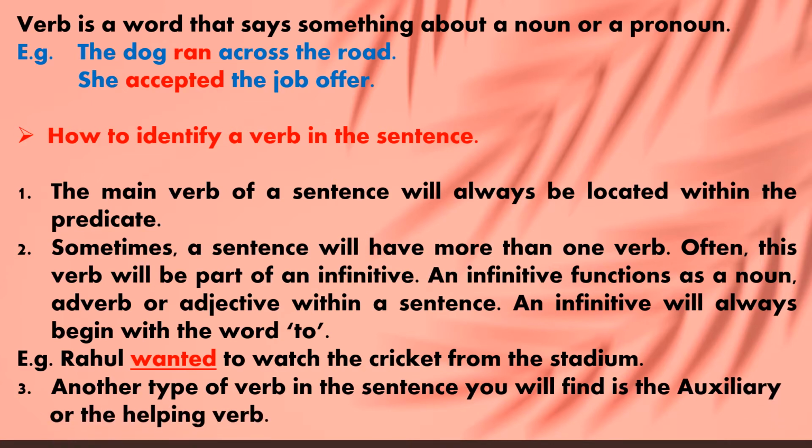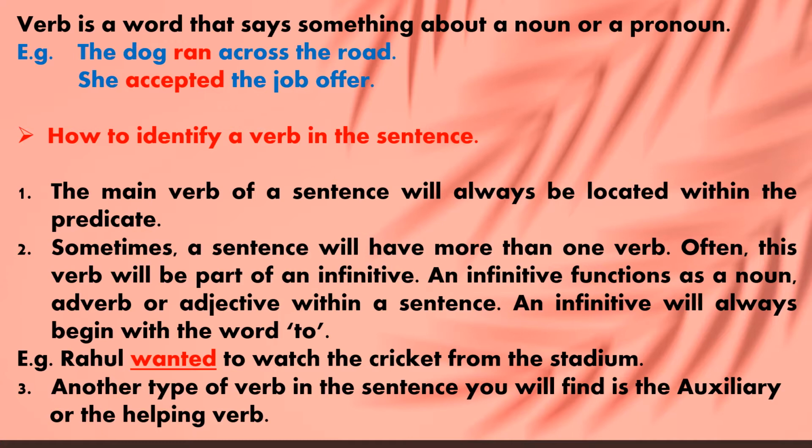Now how to identify a verb in the sentence? The main verb of a sentence will always be located within the predicate. So in the earlier class you have learned what is a subject and a predicate. A sentence is always divided into two parts, that is subject and the predicate. Now see the example and I'll give you an idea of subject and predicate.